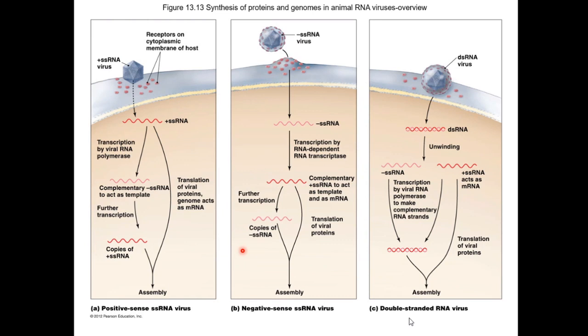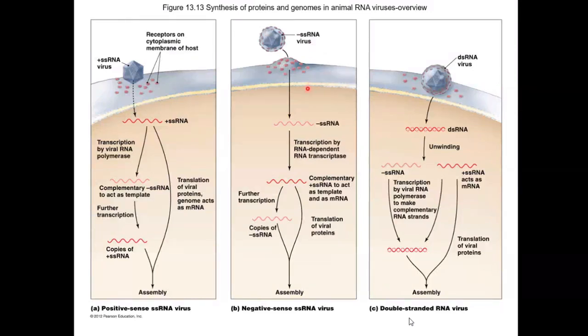So I think we all discussed this clearly. This is mostly for positive sense single-strand RNA, which automatically generates proteins, and proteins which allow complementary single-strand RNA synthesis and more copies of this one, then assembly.